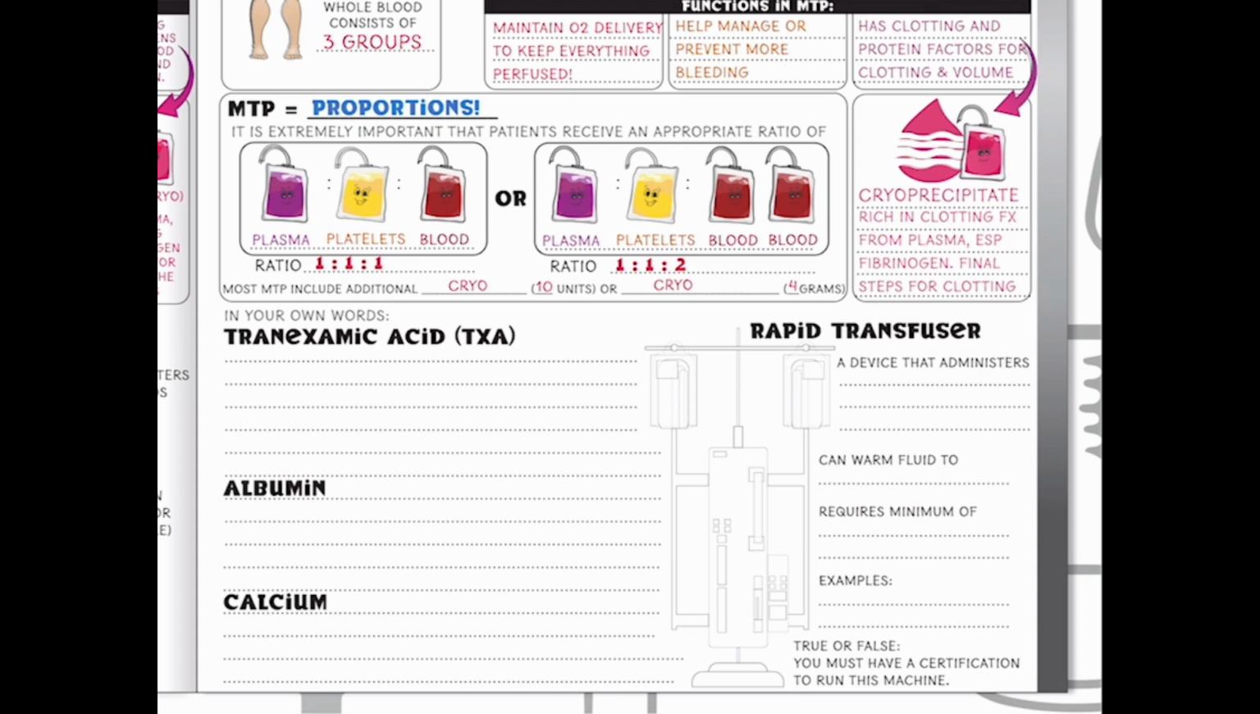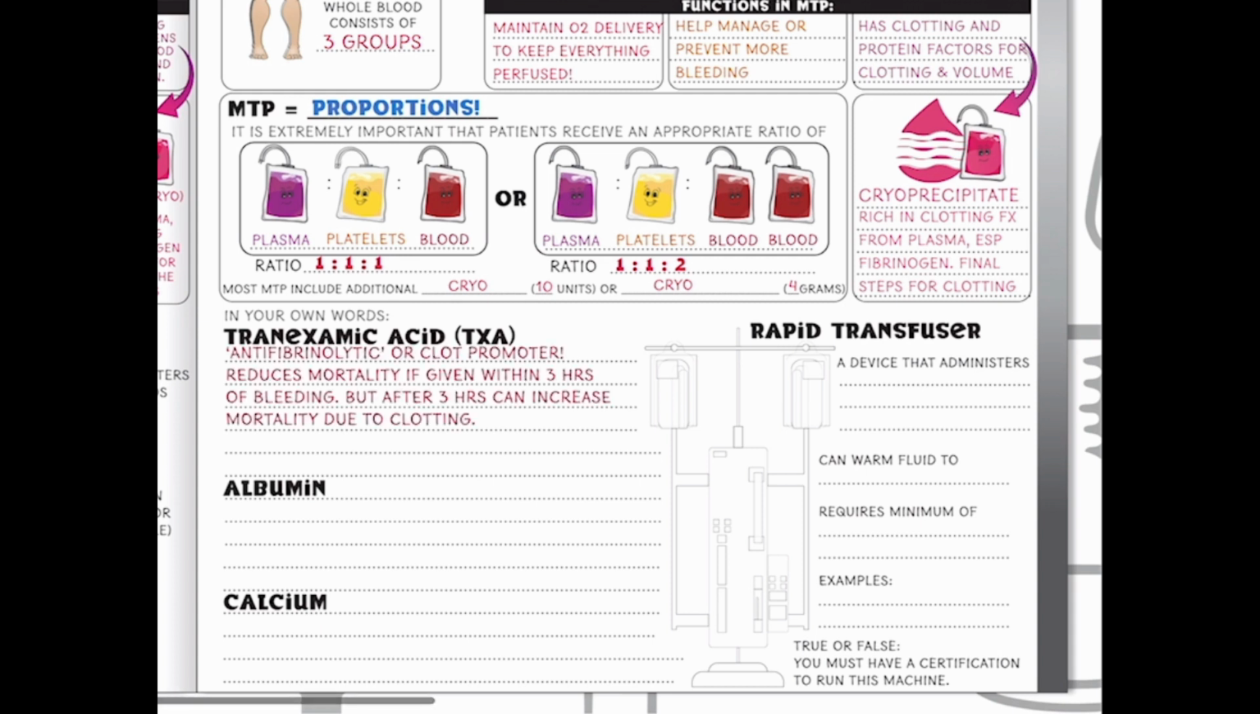Our TXA, or tranexamic acid, is an antifibrinolytic, or a clot promoter. This reduces mortality if we give it within 3 hours of bleeding, but after 3 hours, this can increase mortality due to clotting. So for example, on scene, if a patient is in a car accident and maybe their arm is half severed off or severed off, our EMTs or our medics sometimes will give that TXA while our patient is en route. But it's important to know the exact time that this car accident happened.